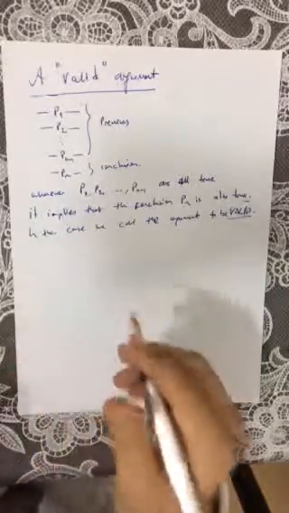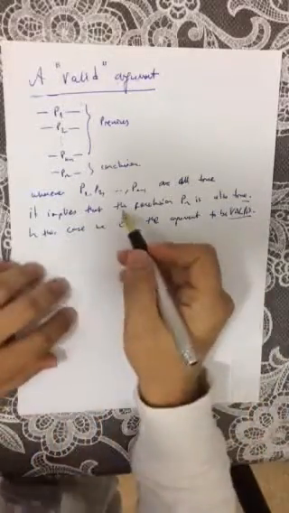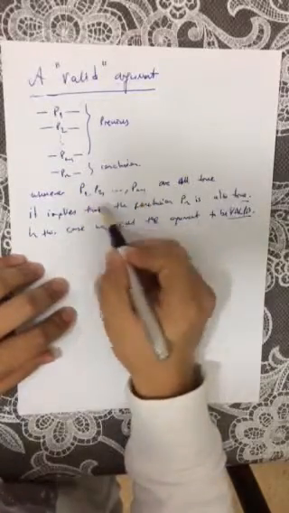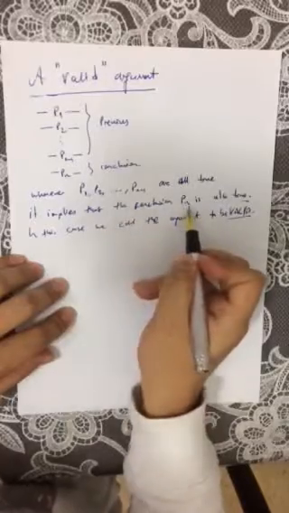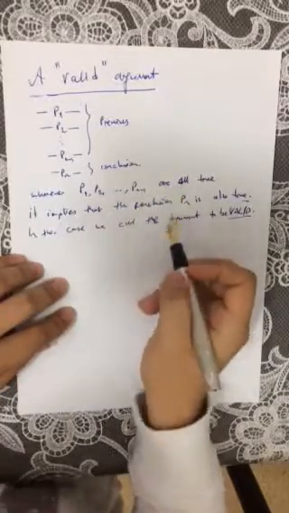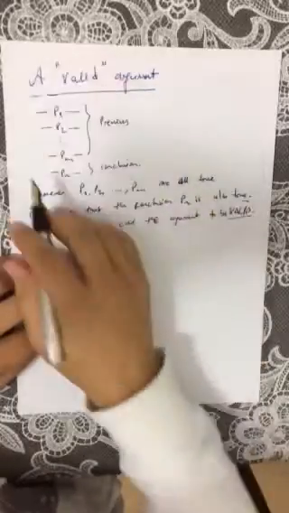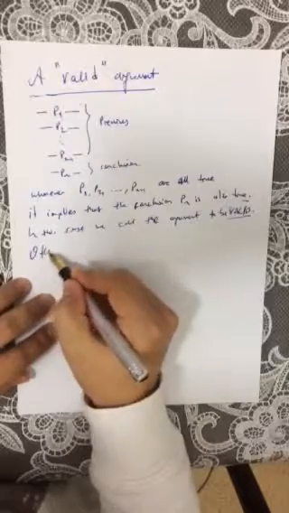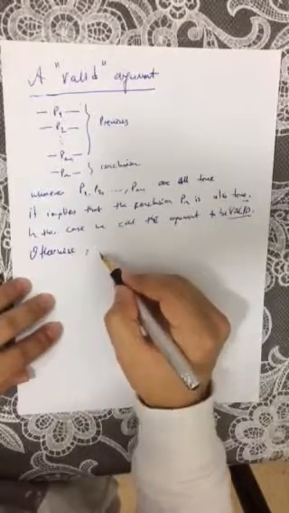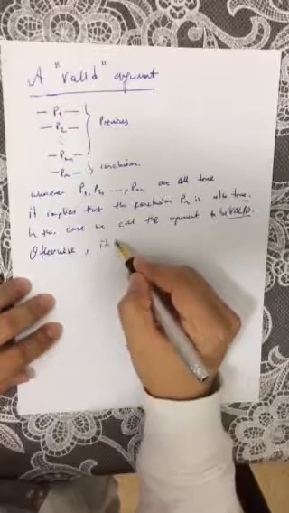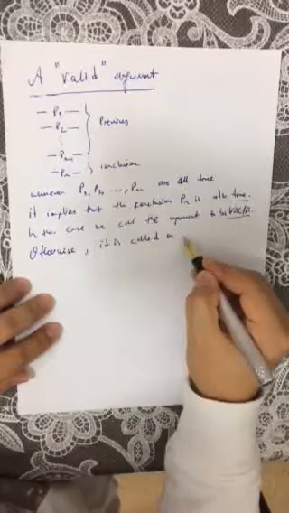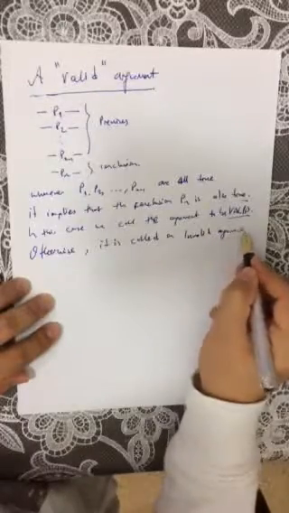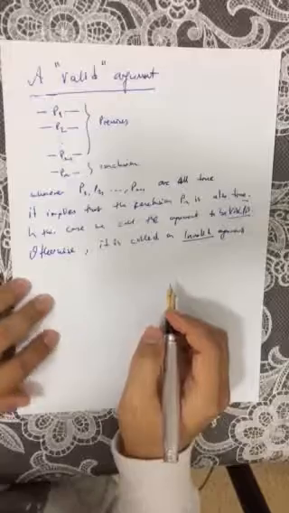So the otherwise case, what is the otherwise case? If there is some case that P1, P2, up to Pn minus 1, if they're all true but the conclusion is false, then we will say that this argument fails. In other words, it's not valid, it is invalid. Okay, so otherwise it is called an invalid argument. All right, this is, otherwise it's called invalid argument.